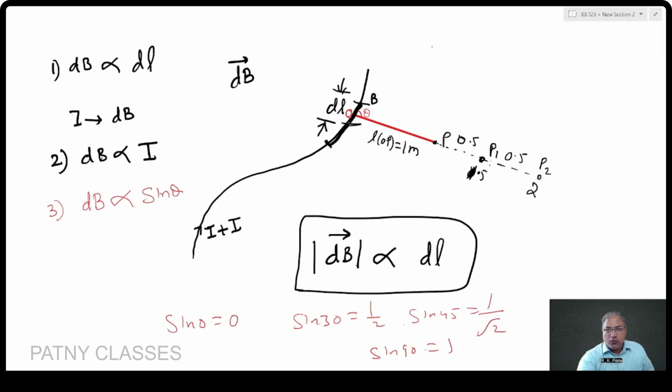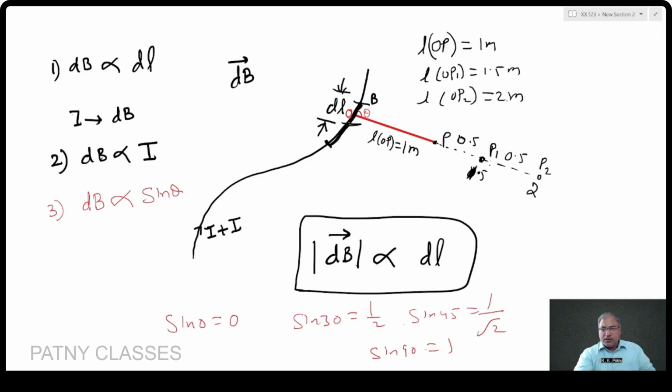So what is the length OP? Length OP is nothing but 1 meter, and length OP1 equals 1.5 meter, and length OP2 equals 2 meter. I selected meter here to make you understand. It may not be meter, it may be centimeter, or it may be mm. But to make you understand, I just selected the meter here.